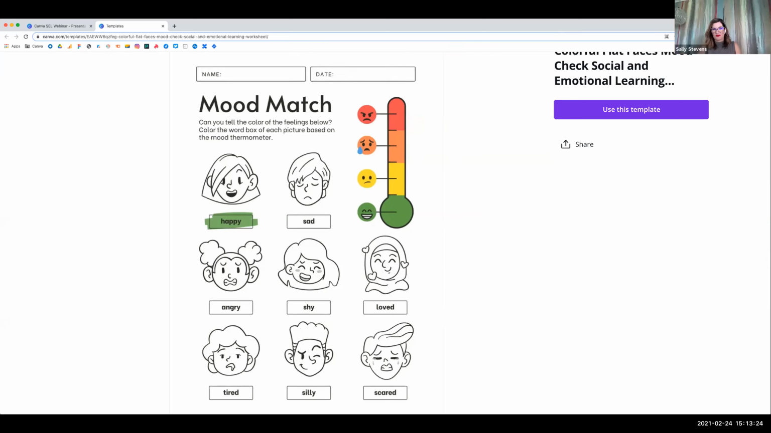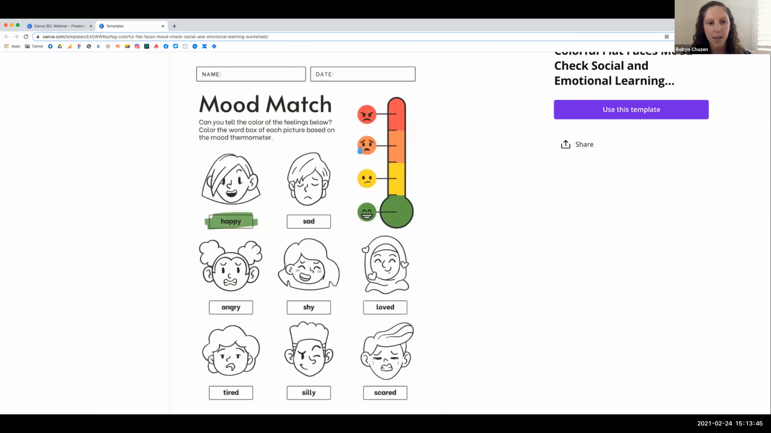A lot of times we use thermometers to tell the weather, or it can tell temperature, like your personal temperature, so you can tell how sick you are. The higher up on the thermometer it goes, the more sick we are, right? That means the higher our fever. Okay. And so I'll tell them that the feeling thermometer works in a very similar way.